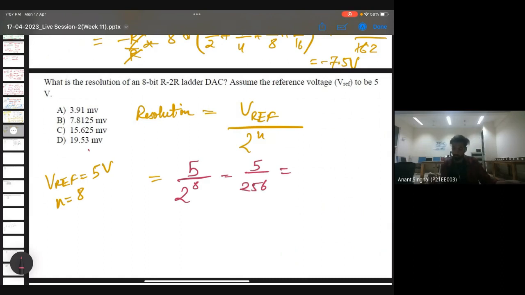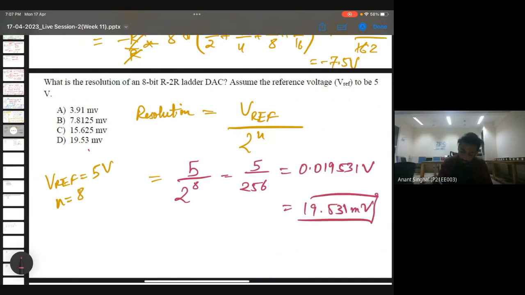So let's try to calculate this. 5 divided by 256 will be 0.019531 volts. Since all of the options are in millivolts, it will be 19.531 millivolts, which is option number D. So we'll start the next question in 2 minutes.